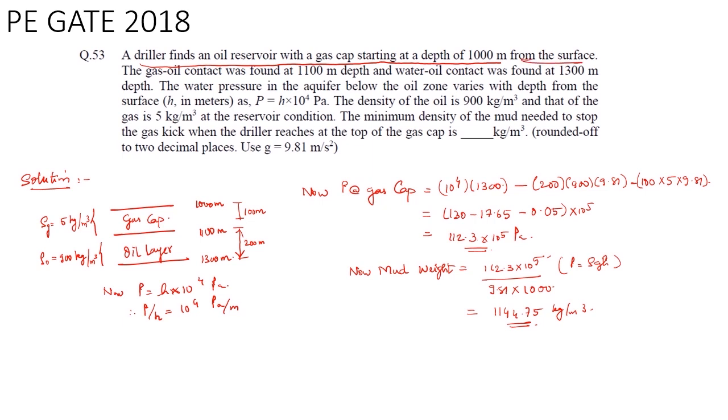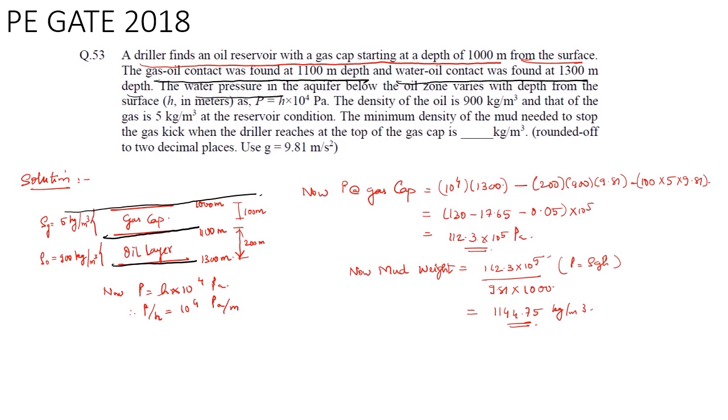So over here I have drawn a figure. 1000 meter is the top of the gas cap. The gas oil contact was found at 1100 meter depth. My gas oil contact is at 1100 meter, and oil water contact was found at 1300 meter. This is my oil water contact.